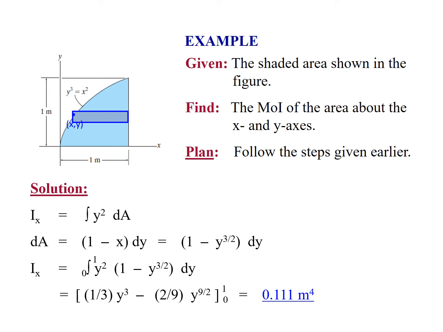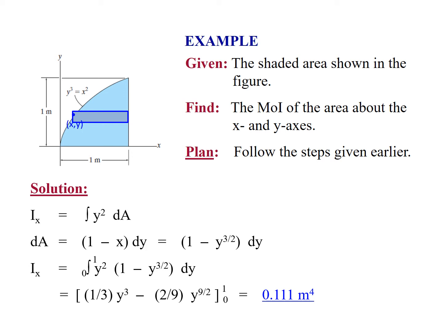For our solution, we'll just say Ix is equal to the integral across the area of y squared dA. In this case, the differential area is 1 minus x, because the right side for any slice is at 1 meter, and the left edge is whatever x is at that point. So we could say that the differential area is also equal to 1 minus, and here we know x is equal to y to the 3 halves. So now our differential area is the quantity 1 minus y to the 3 halves times dy.